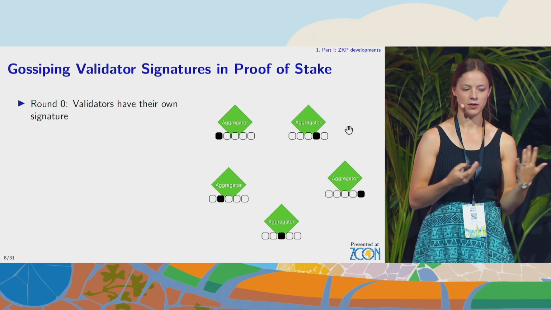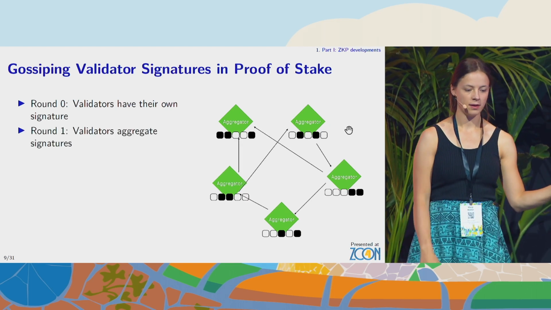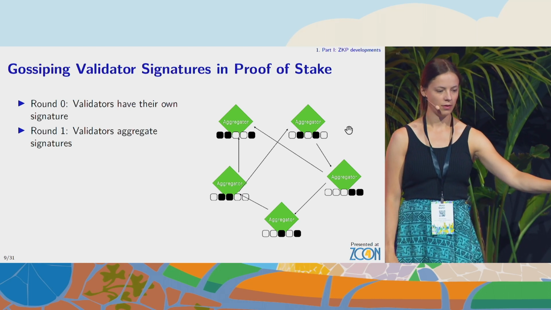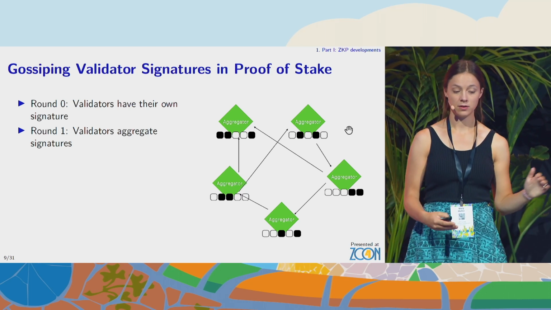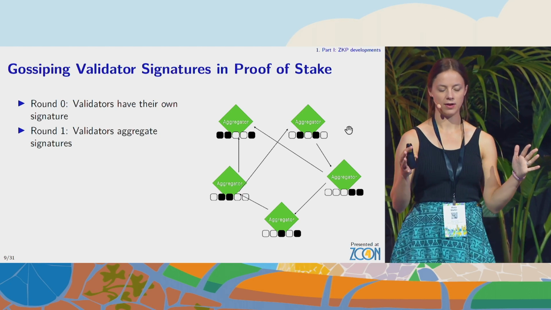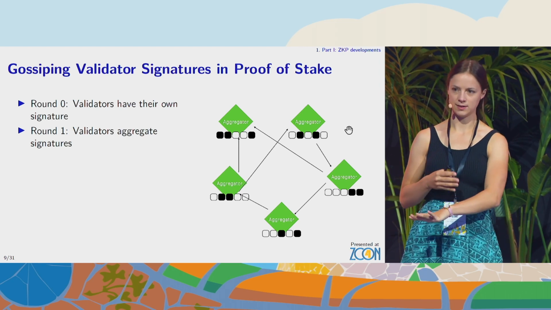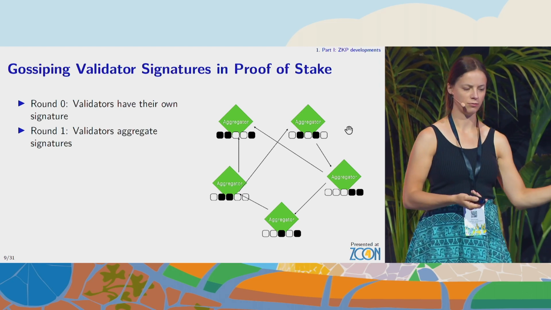So in the first round, validators have their own signature and not much else, which means in the second round, if they want to aggregate the signatures they're receiving from other people, they're only aggregating things that have one signer. This is something they can do very easily, so there's no real problem coming up here.